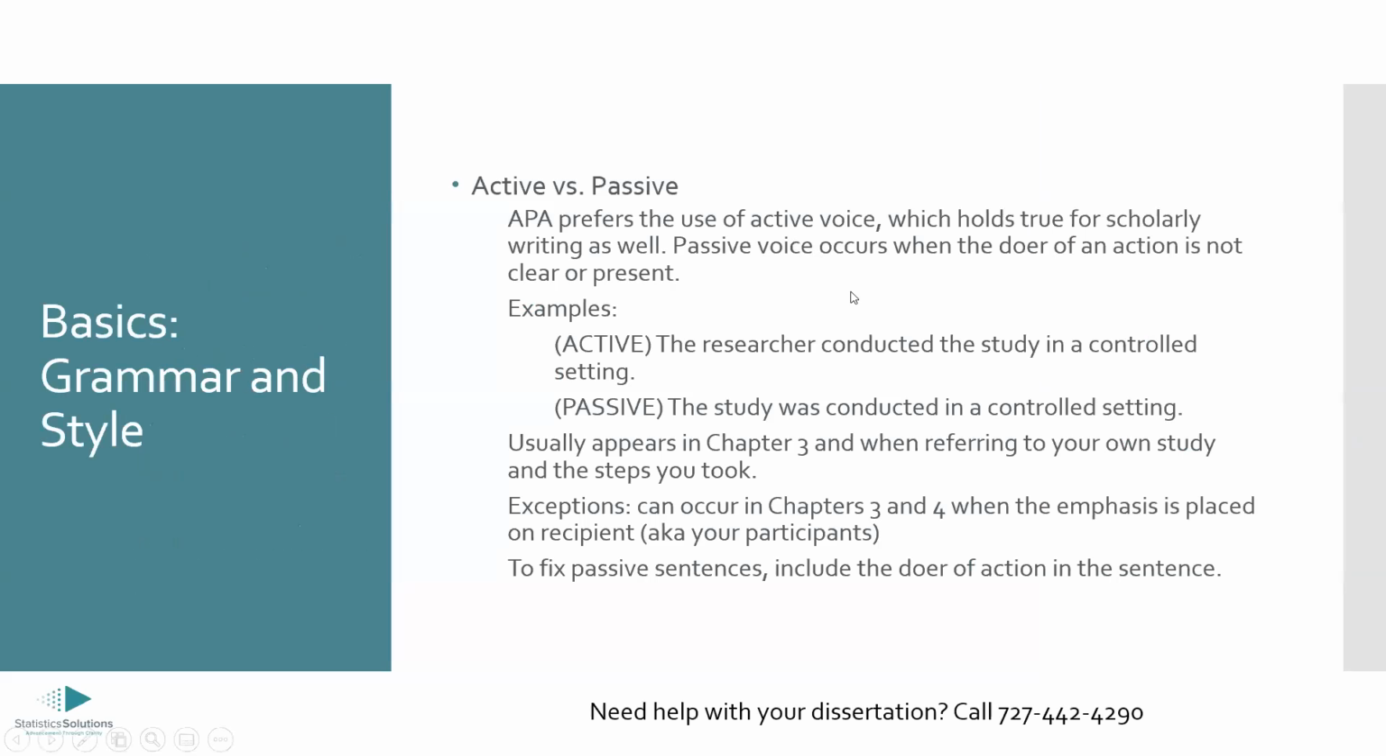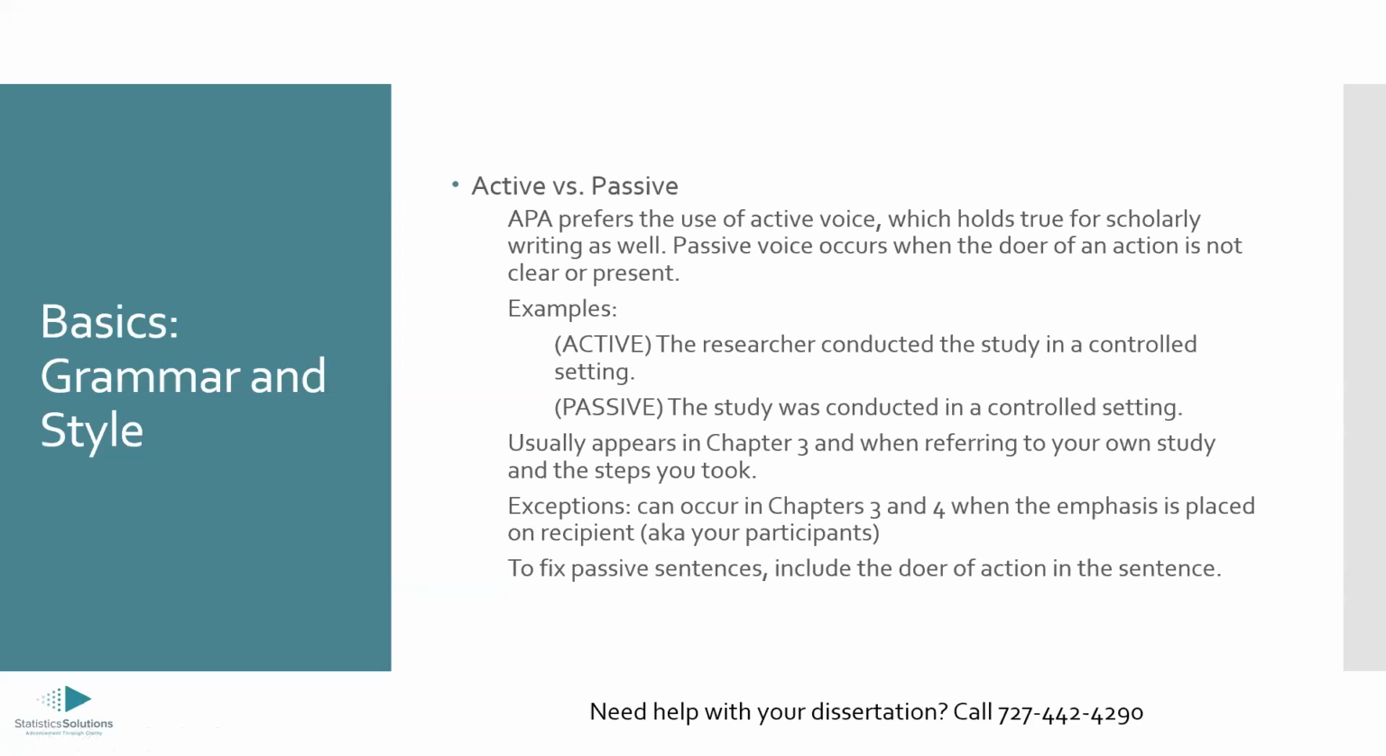So first things first, APA style, or the American Psychological Association, their rules and regulations for writing research. It consists of kind of two main aspects. One of them is grammar and style, and the other one is references. We're going to start off this PowerPoint today with grammar, and then we'll move on to references, and then we'll talk a little bit about some of the changes that have been made in APA 7th edition versus the 6th edition.